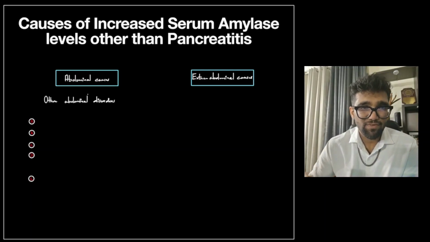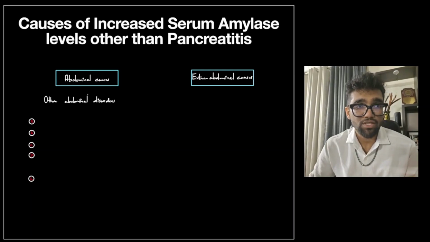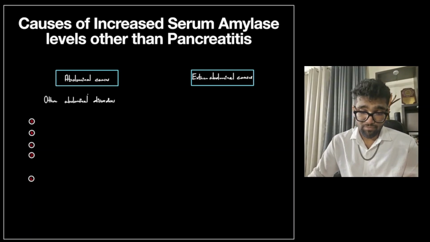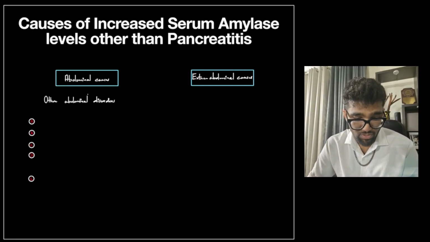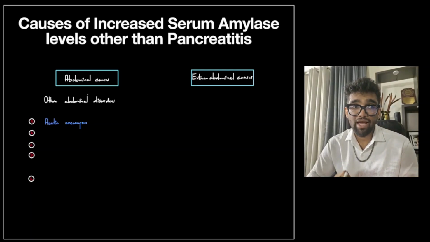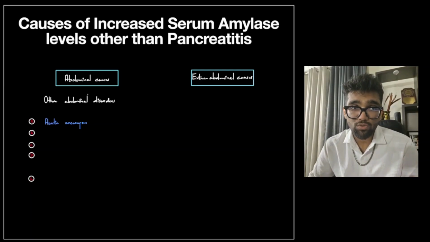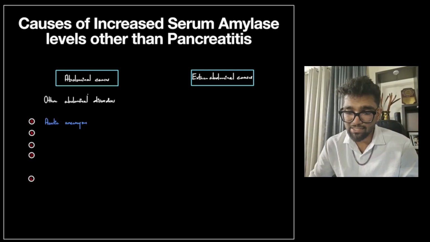Lipase is very specific, so elevations in lipase levels don't really have any false positives. However, elevations in amylase levels have significant false positives. So, there are abdominal causes in which the patient would have some form of abdominal pain also, and that would cause further confusion. And then there are extra abdominal causes.